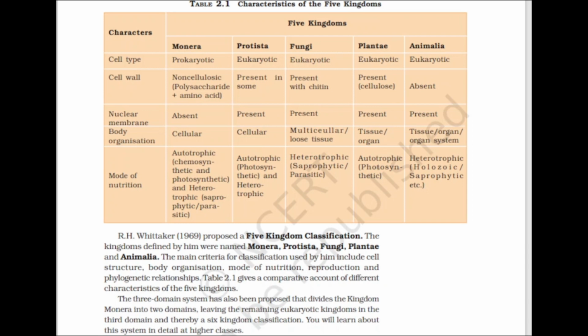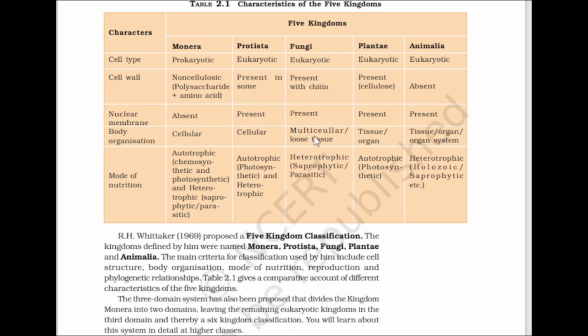Okay, whereas Monera is only prokaryotic. So only the Monera kingdom contains prokaryotic cells. Again, the nuclear membrane is absent only in Monera, that is prokaryotes. Whereas in Protista, fungi, plantae, and animalia, all those cells contain a nuclear membrane. Coming to body organization, in Monera and Protista, they are cellular.